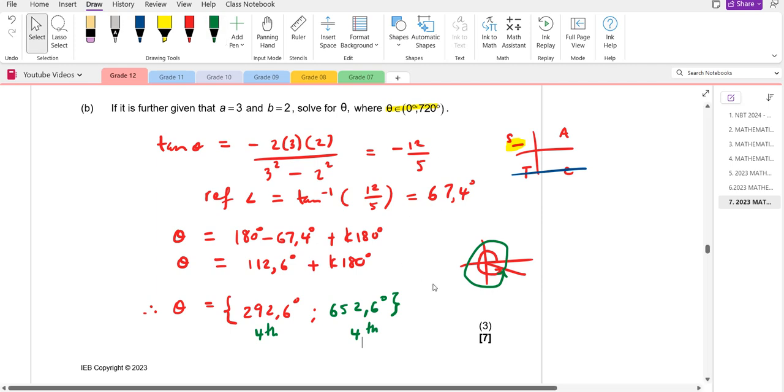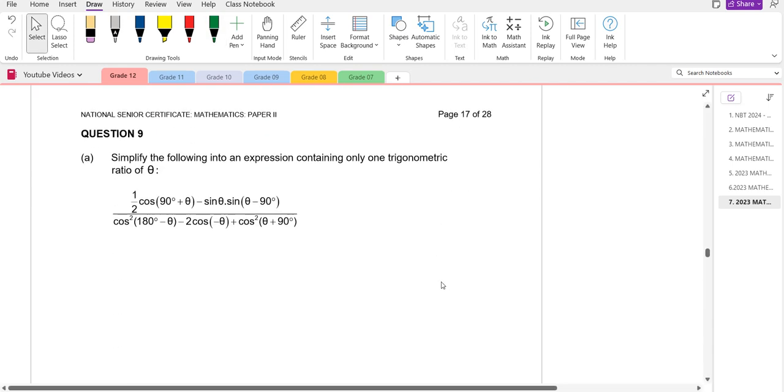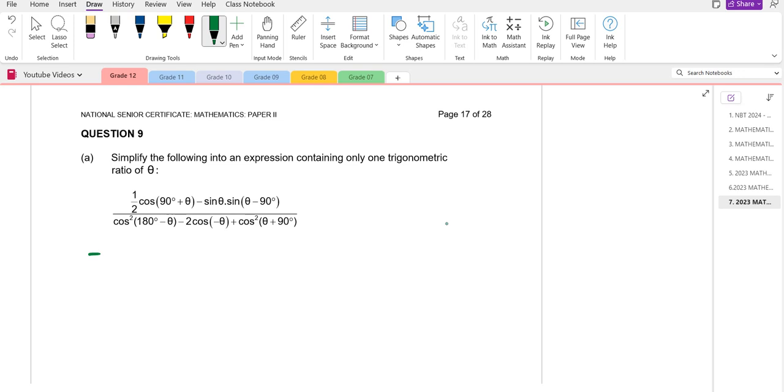Moving on to the next problem. Simplify the following expression containing only one trigonometric ratio of theta. Nice question, because this has got to deal with the CAST diagram and simplification. So half, what's cos of 90 plus theta? Cos in the second quadrant is negative, right? So it changes to negative sine theta because of the 90, minus sine theta.